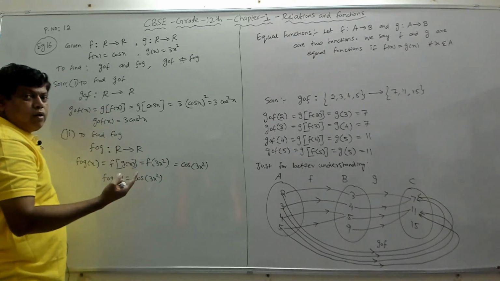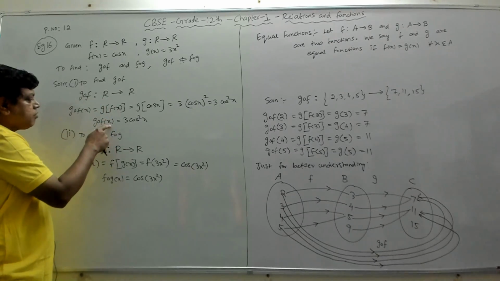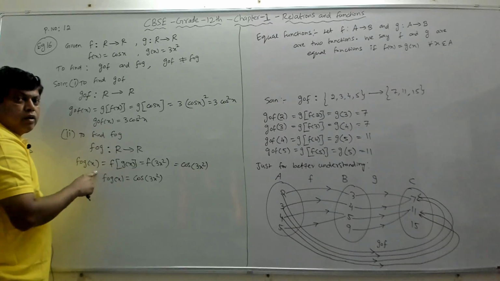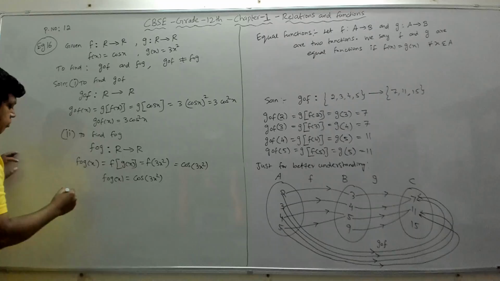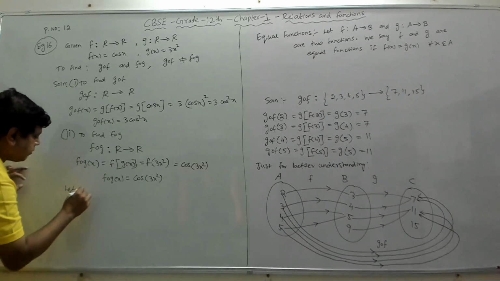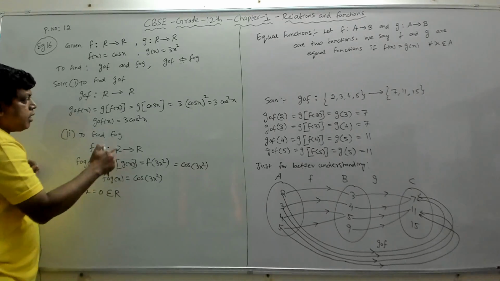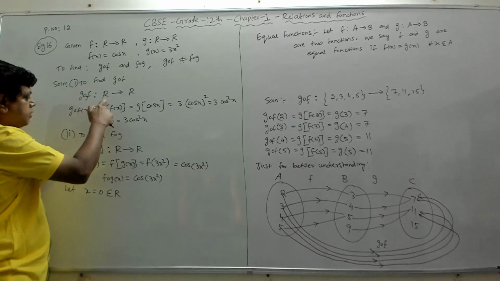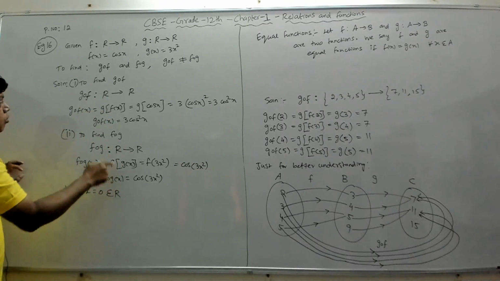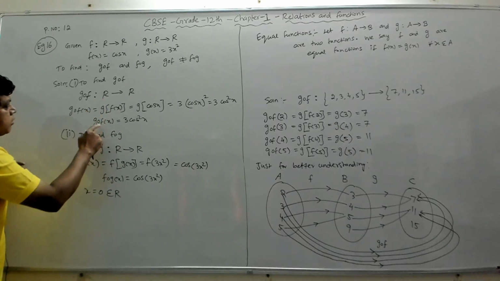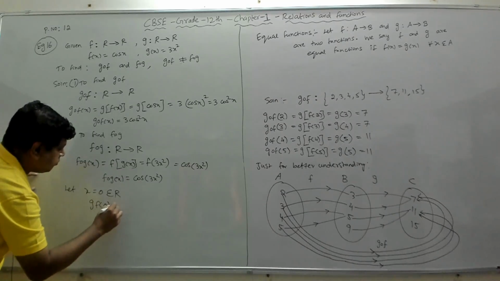To say that it is not equal, we'll find one x from R, take one real number, and find what g of f of x is for that number and f of g of x for that number. If they are not equal even for one number, then we'll say they are not equal. So we'll take x equal to 0 belonging to R. We are taking the number 0 from the domain R, and let's find what g of f of 0 is.